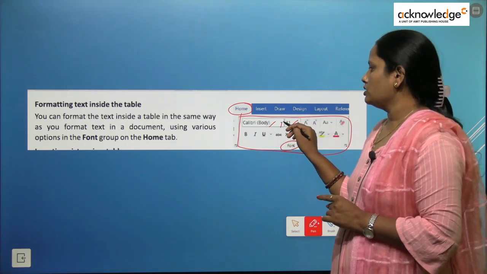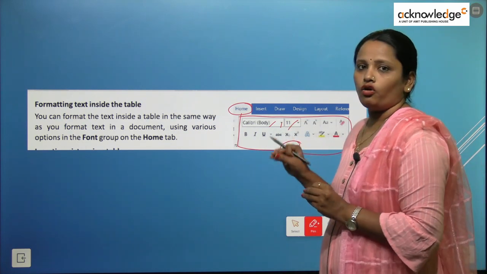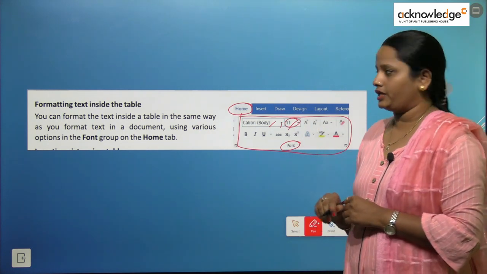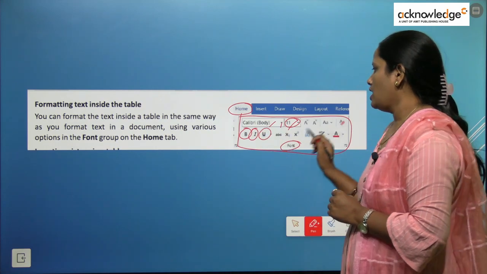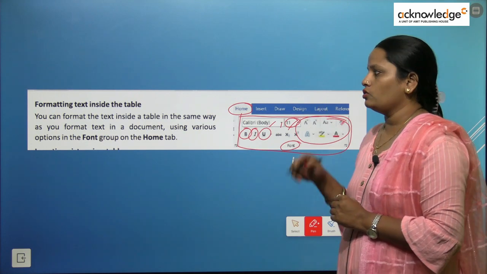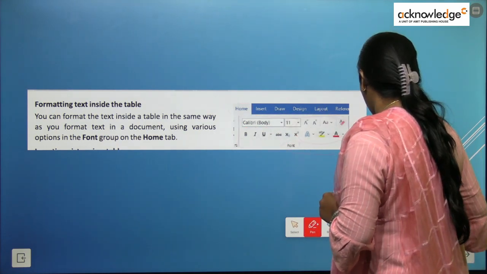I can choose from here. I can change the style of my text. I can increase the size of my text. I can insert bold, italics or underline option here, and the rest of these options can also be used for formatting the text that we have written inside our table.